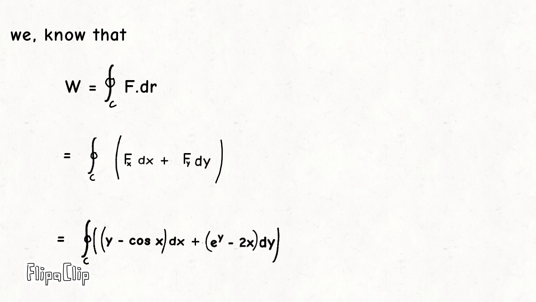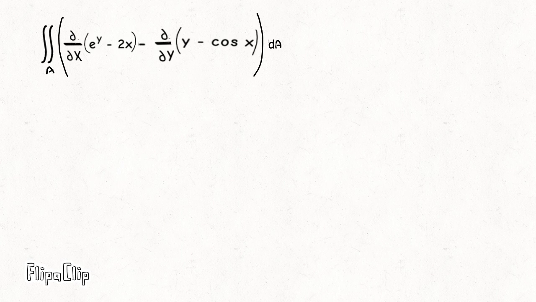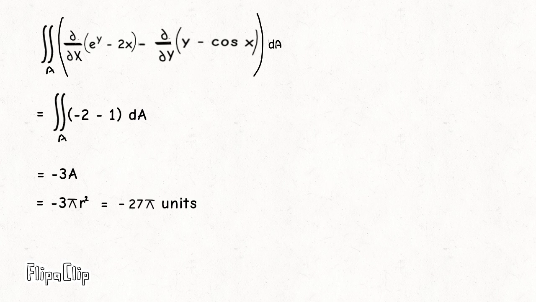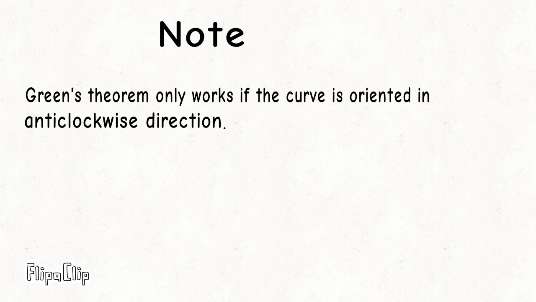Now applying Green's theorem. After solving, where A is the area enclosed by the curve. Since the given curve is a circle, we can write it as, Green's theorem only works if the curve is oriented in the anti-clockwise direction.